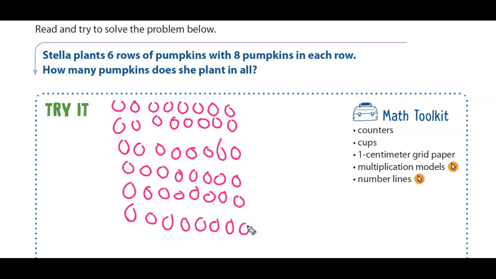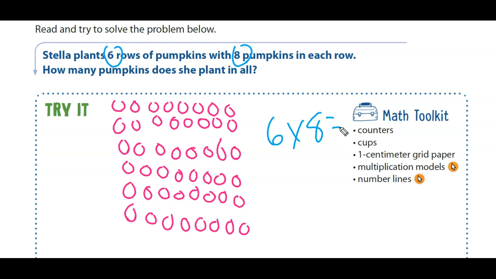Then it says, how many does she plant? How many pumpkins does she plant in all? Well, what would be my multiplication sentence? 6 times 8. Yeah, 6 times 8. I'm just taking the number of rows times the number in each row, which is 8. Okay?